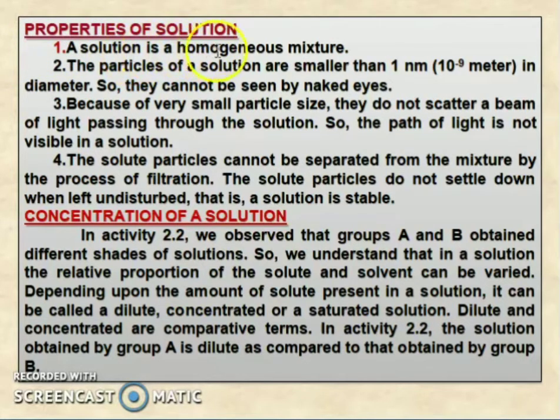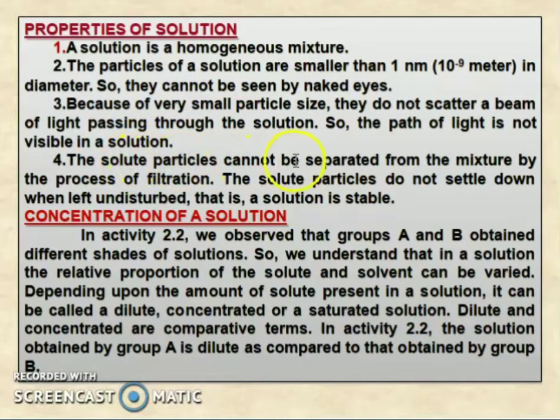A solution is a homogeneous mixture. The particles of the solution are smaller than 1 nanometer, that is 10 to the power minus 9 meter in diameter. So they cannot be seen by the naked eye. Because of the very small particle size, they do not scatter a beam of light passing through the solution. So the path of light is not visible in a solution.